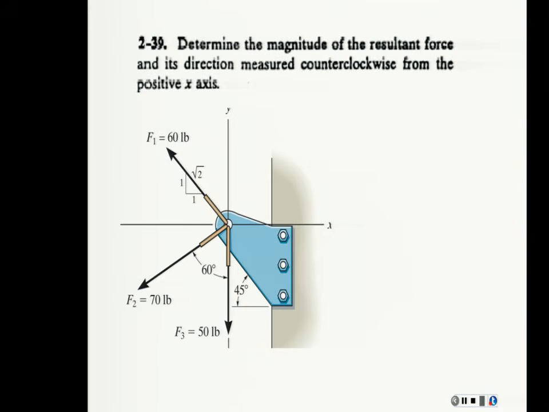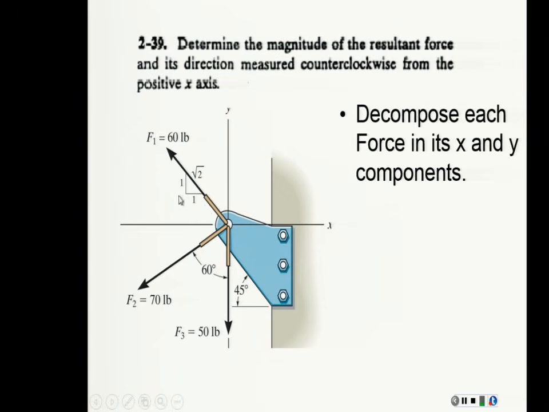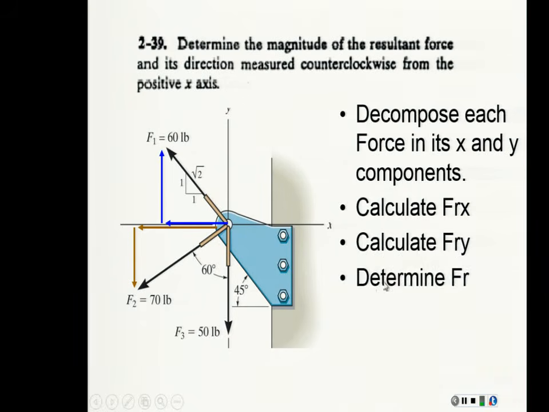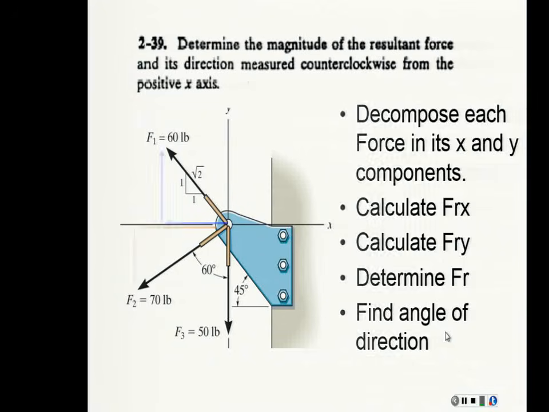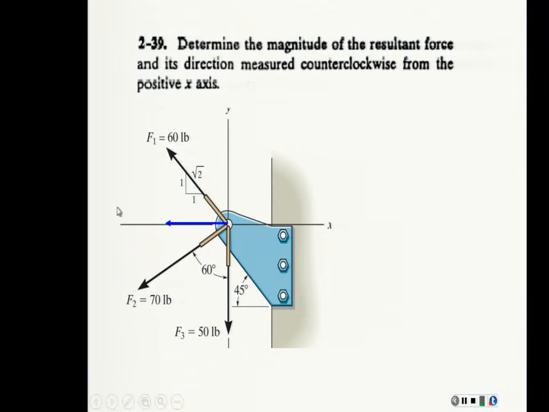First thing first, what are we going to do? How are you going to approach this problem? Well, basically, these type of problems, we approach it in the same way. Every single problem, basically. So what we're going to do is, first of all, we're going to decompose each one of the forces in x and y components. For each one of them, we're going to calculate the resultant force in x, the resultant force in y, the resultant force in magnitude, and find the angle of direction. Let's do that. Let's start with the first component here.